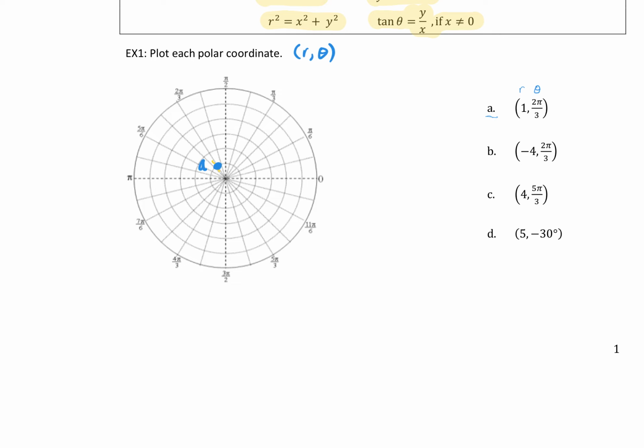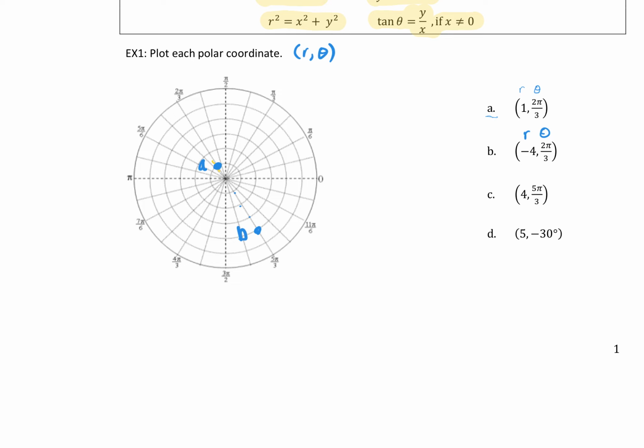Now the next one, B, the r value is negative 4, and the theta is 2 pi over 3. So same angle, I'm going to go to 2 pi over 3, but instead of going 4 units towards 2 pi over 3, I'm going to go in the opposite direction, 1, 2, 3, 4 units in the opposite direction. I'll end up here. This would be my point B, going towards 5 pi over 3 actually.